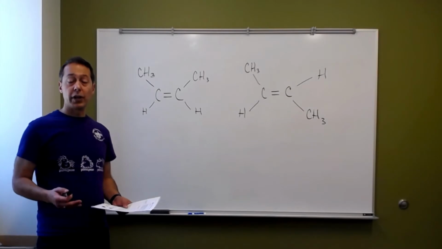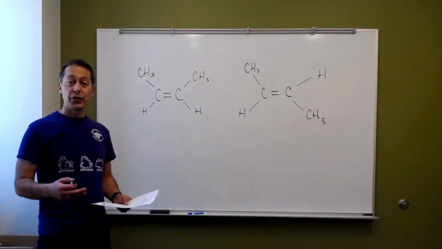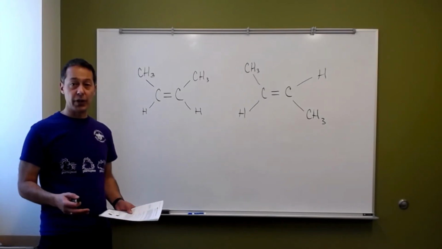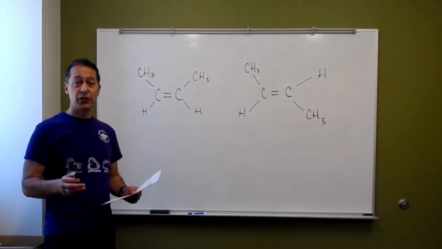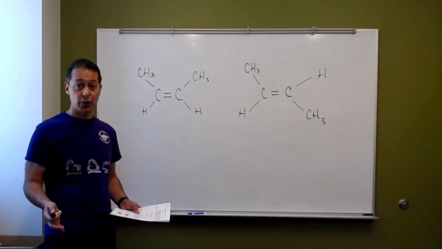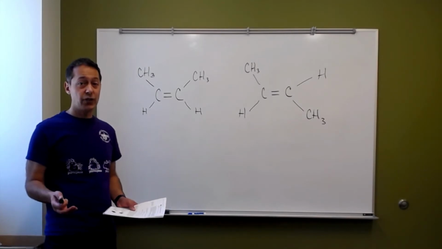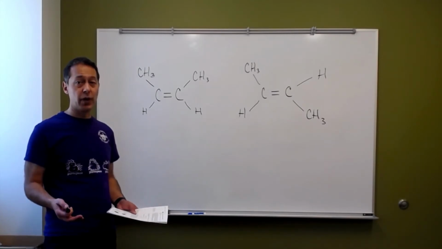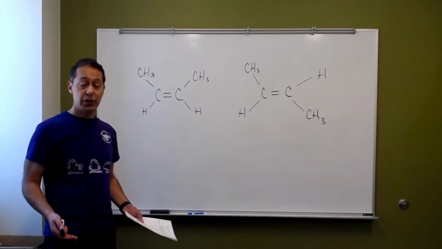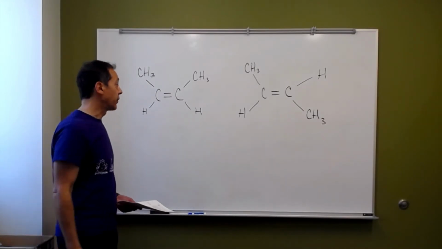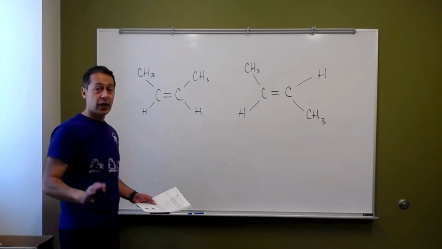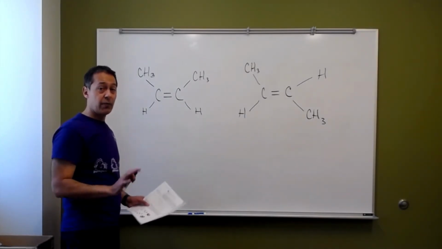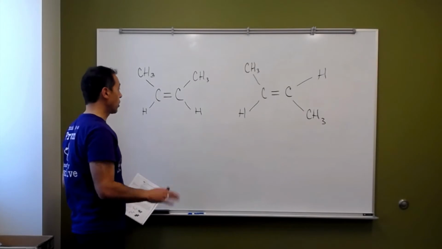In this video, we're going to take a look at naming cis and trans isomers of alkenes. Remember, isomers means the same formula but different structures. You may have heard the terms cis and trans before, and they were used in chemistry for quite some time. I have two different structures here, and these are isomers of each other. They have the same formulas, but they have different structures.